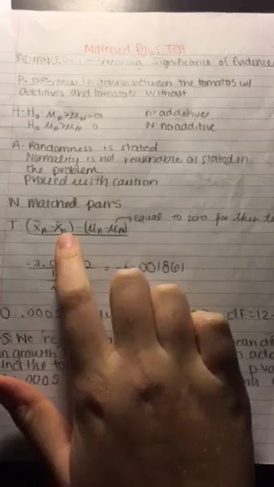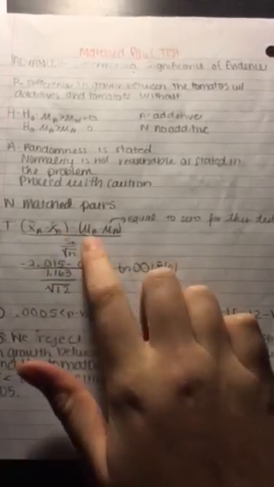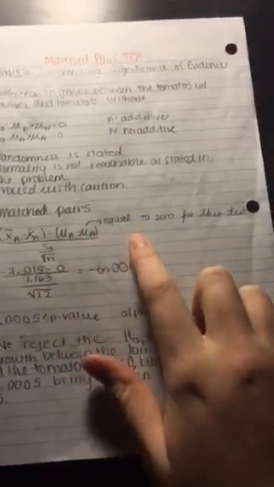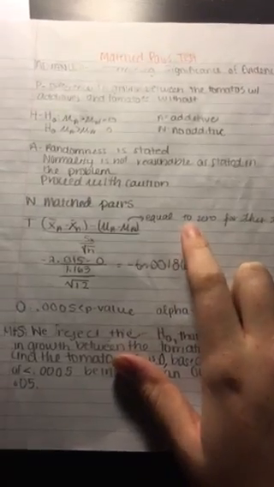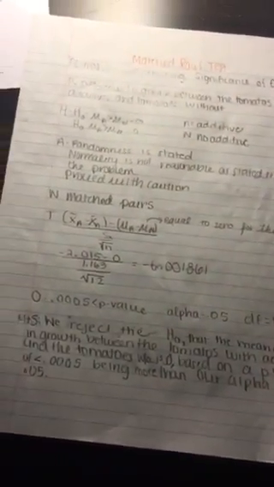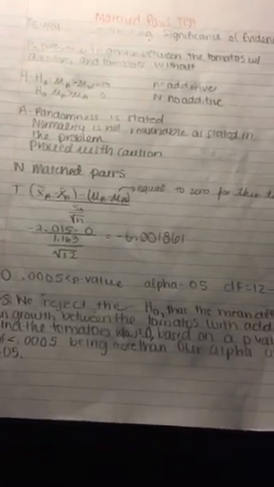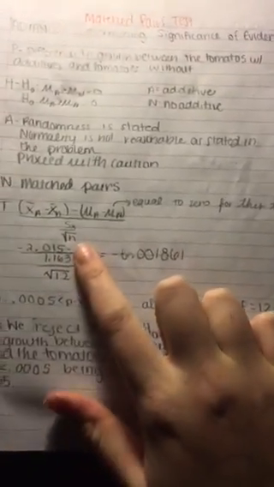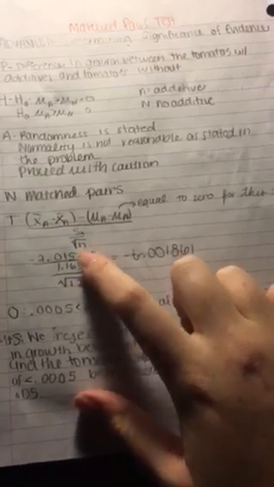For T, you have the mean of A minus the mean of N, minus mu of A minus mu of N, and this is going to be equal to 0 for a matched pairs test because we're basically stating up here that it should be equal to 0 because we want the same outcome. And that's going to be over the standard deviation over the square root of n.